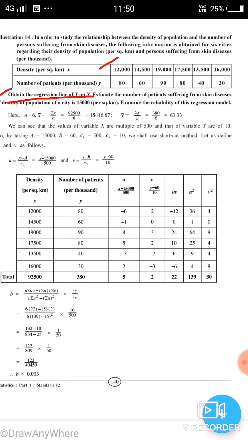Estimate the number of patients suffering from skin disease when the density of population of a city is 15,000. Examine the reliability of the regression model. Now here, directly find out the coefficient of determination is not given. Here it is given to find the reliability of the regression model. Now reliability means to find out the coefficient of determination.